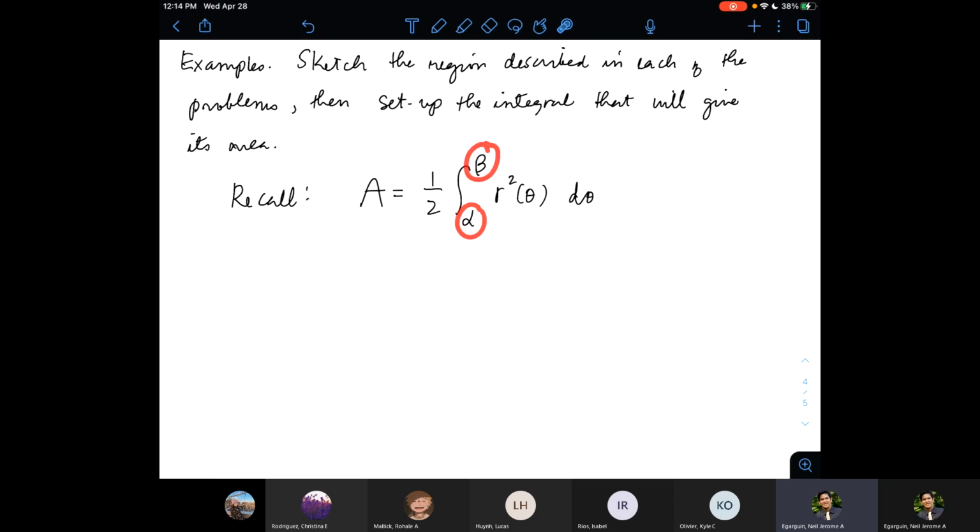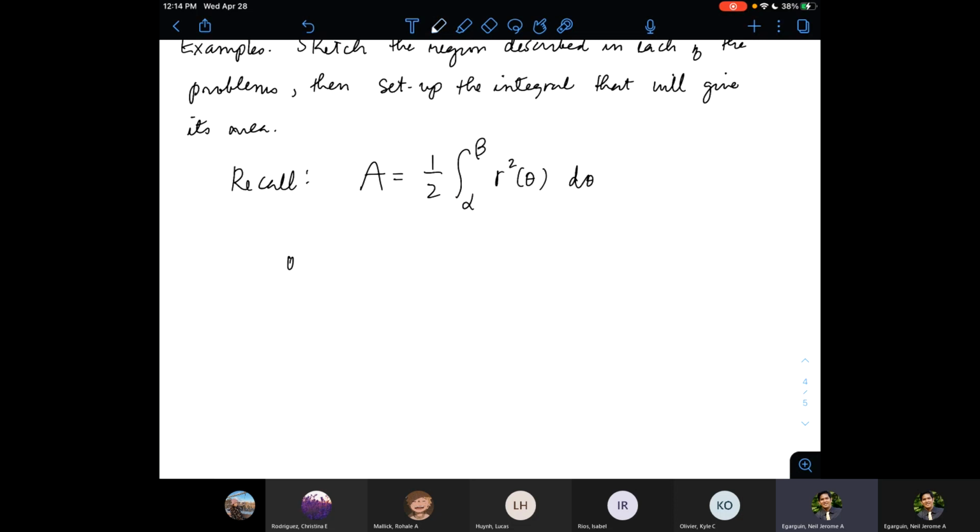The upper and the lower limits of the integrals are angular components because we're integrating with respect to theta. So lower and upper limits should be angles in radians, right? And then the integrand is the radius squared. All right. So these are the different components. And this is used whenever you only have one curve involved.